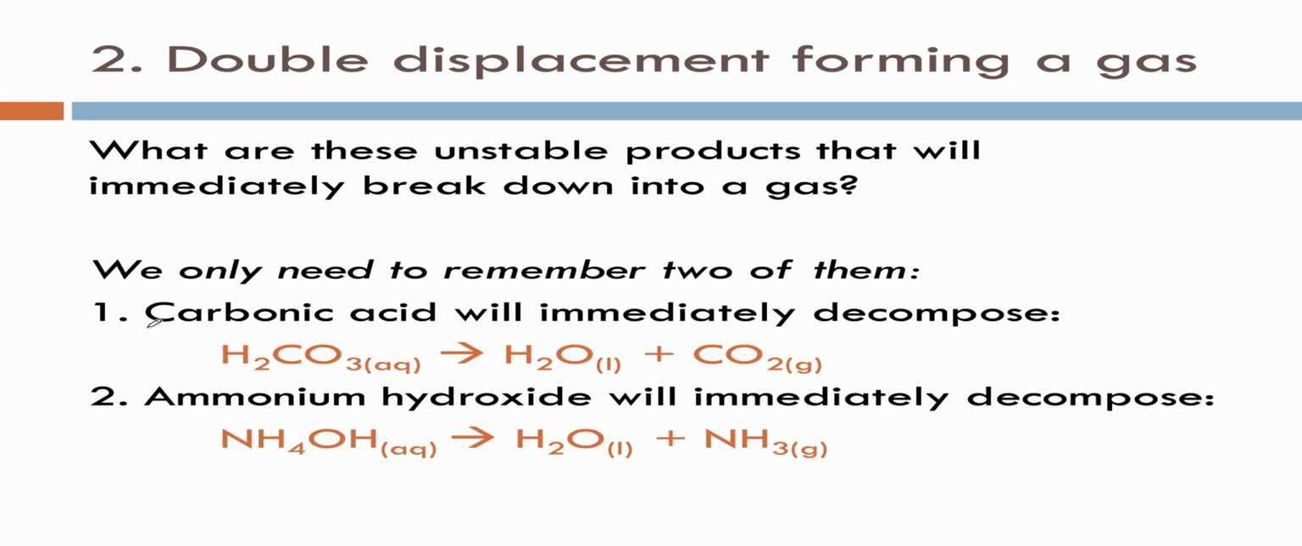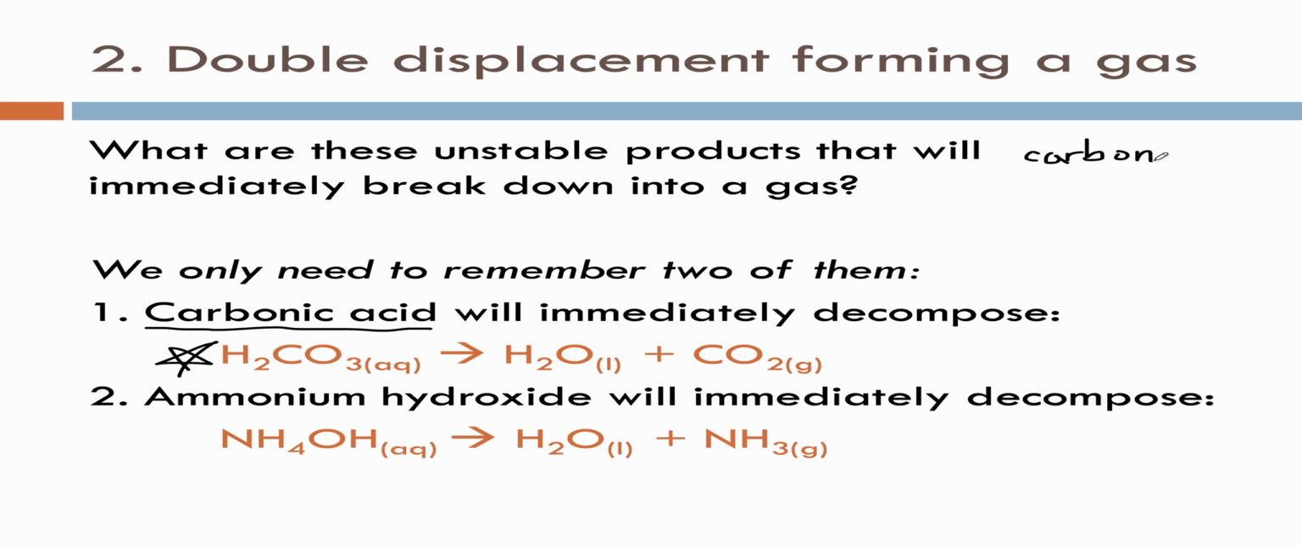So carbonic acid is the first one. If you see carbonic acid as one of your products, it will not stay carbonic acid. This guy will right away break down into water and carbon dioxide gas. Just to remind you of how do we know carbonic acid was H2CO3? It comes from carbonate. So carbonate is one of your polyatomic ions.